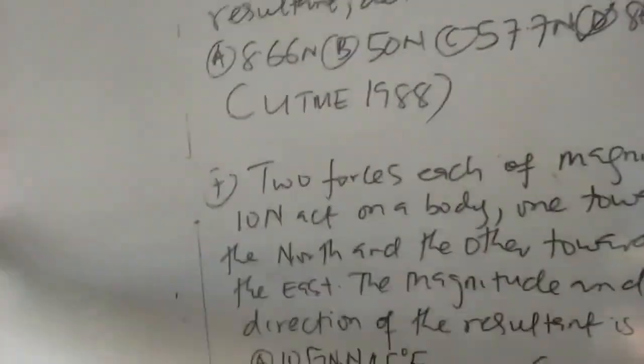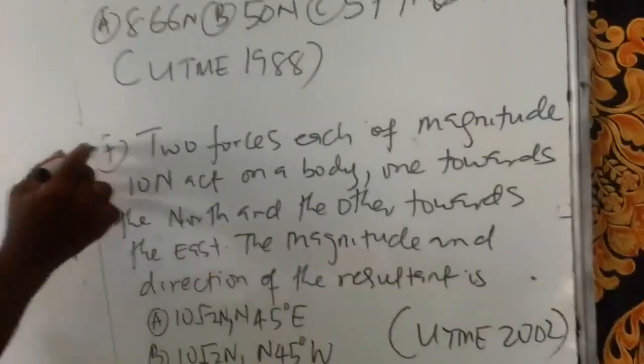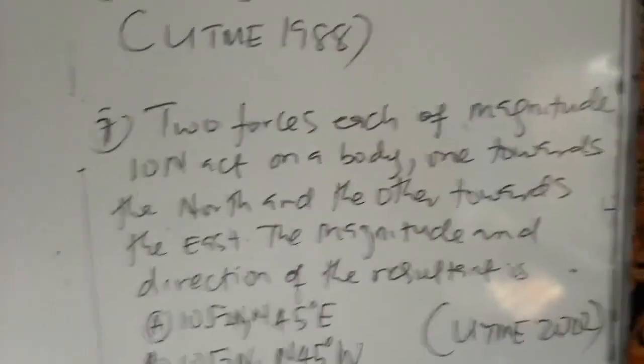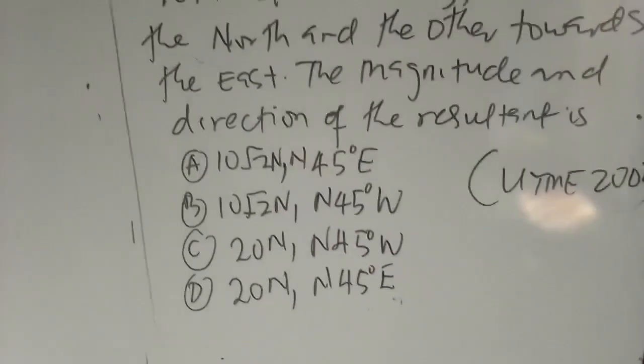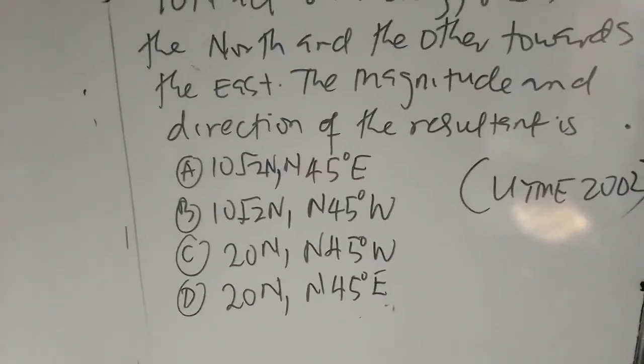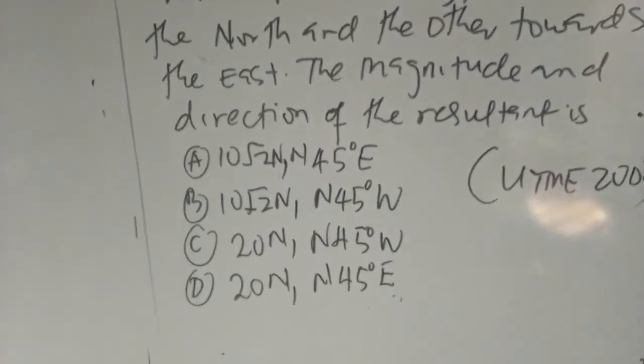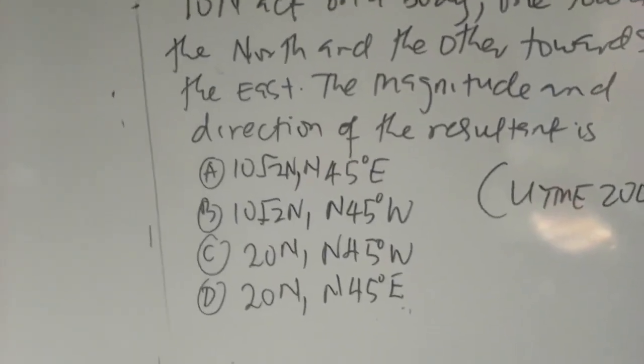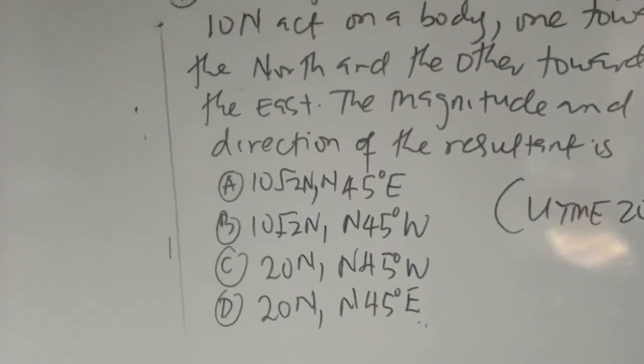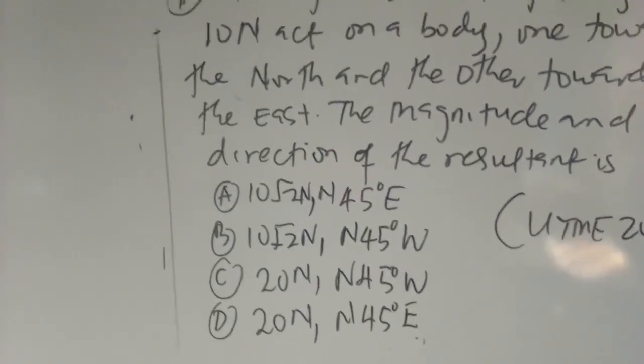We'll now go to question number 7. Number 7 says two forces, each of magnitude 10 Newton, act on a body, one towards the north and the other towards the east. The magnitude and direction of the resultant is: option A, 10√2 Newton, north 45 degree east. Option B, 10√2 Newton, north 45 degree west. Option C, 20 Newton, north 45 degree west. Option D, 20 Newton, north 45 degree east.